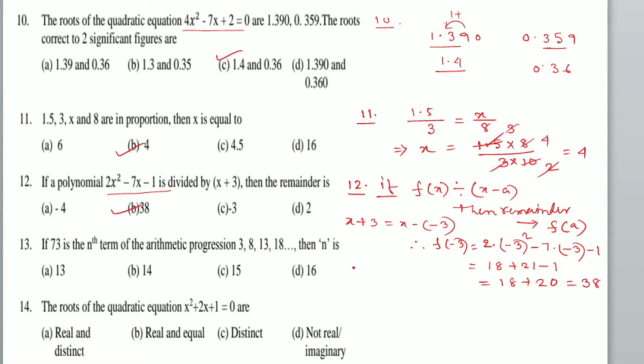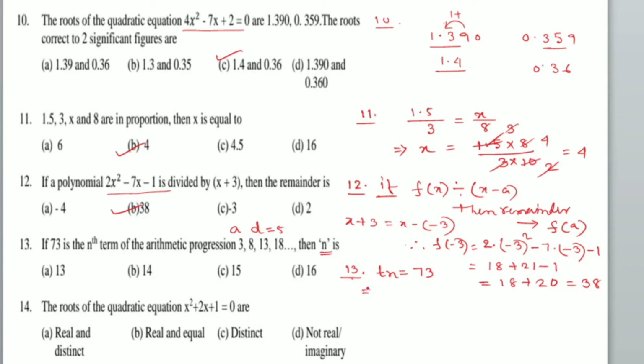Now we will solve problem number 13. It is said that if 73 is the nth term of an arithmetic progression 3, 8, 13, 18, then n is what? You can see 3 is the first term, and the common difference between 3 and 8 is 5. So d is equal to 5. We have to find out the value of n. Here Tn is equal to 73.